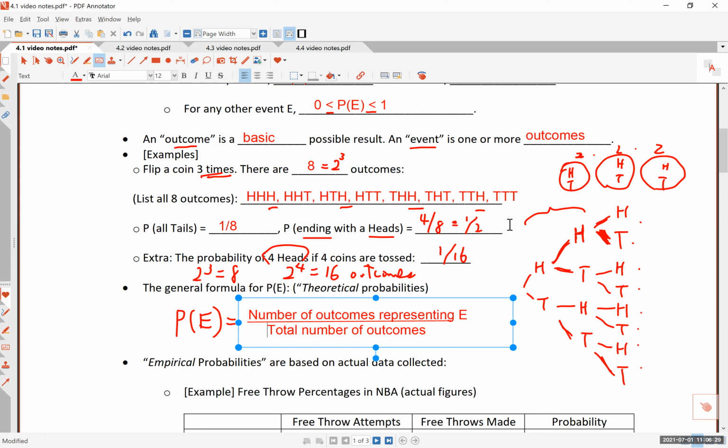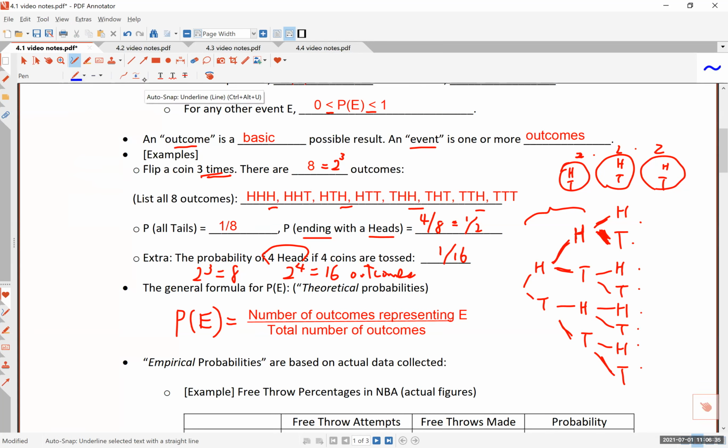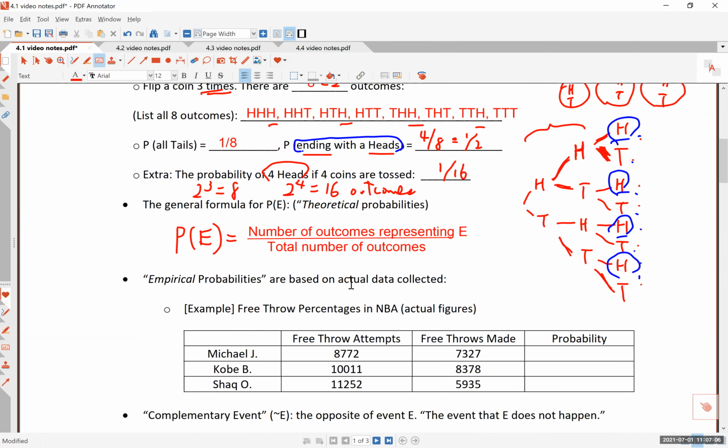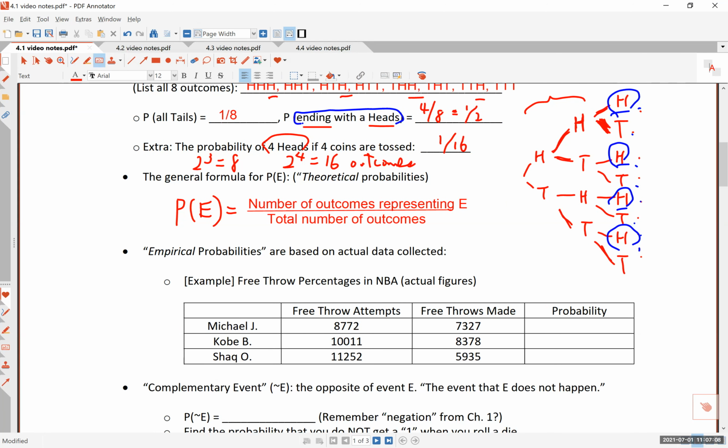Now I guess I should mention, going back to the difference between outcome and event. Each of these 8 results is called an outcome. Each of them is also an event by itself, but an event could be 1 or more outcomes. For instance, we talked about ending with heads. So that's this, this, this, and this. So 4 of the 8 outcomes represent that event. That's the difference between an event and an outcome. Again, that's not a very difficult thing to comprehend, I don't think.